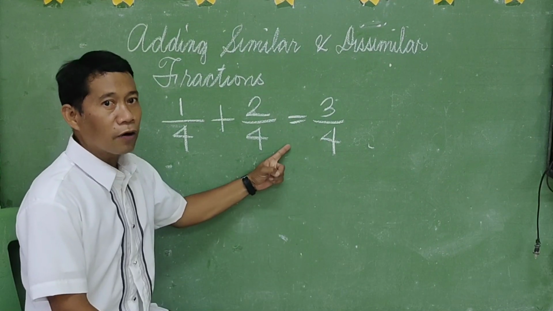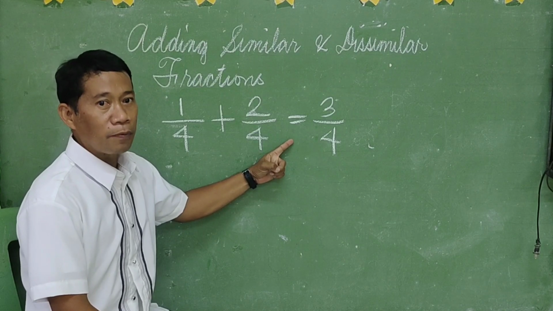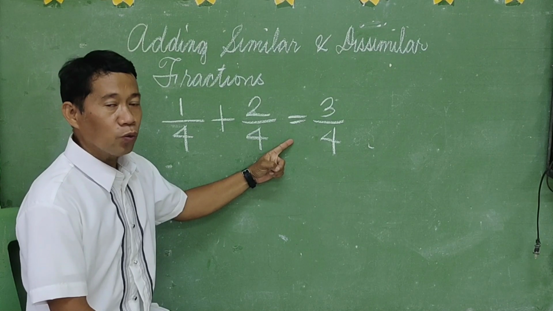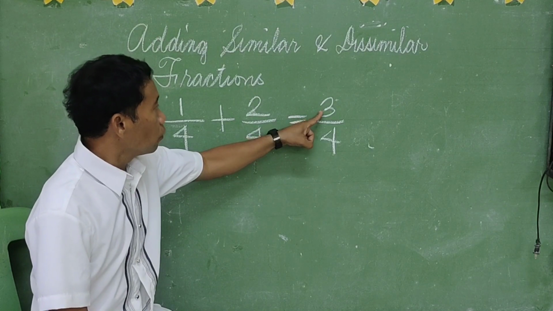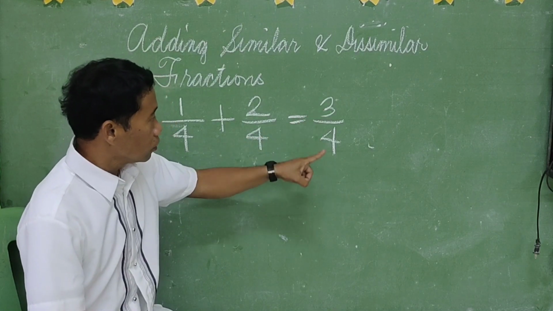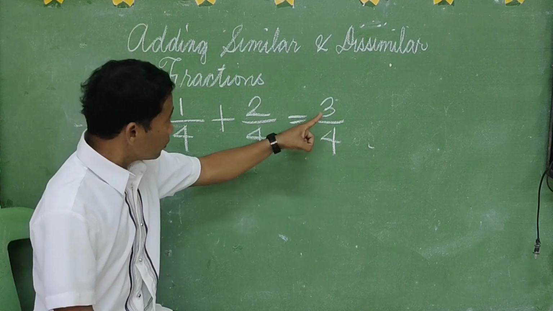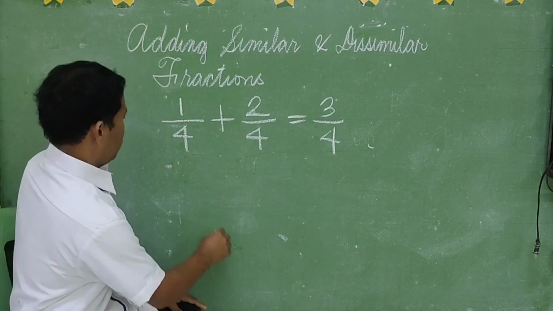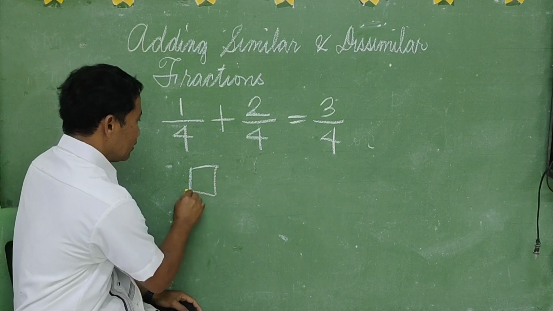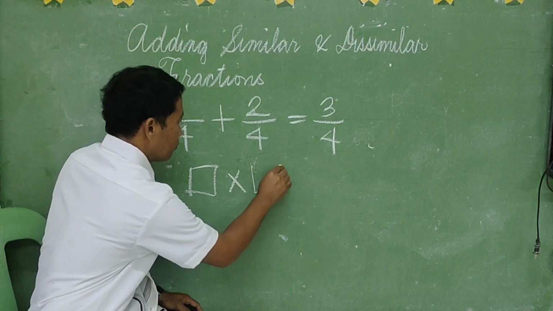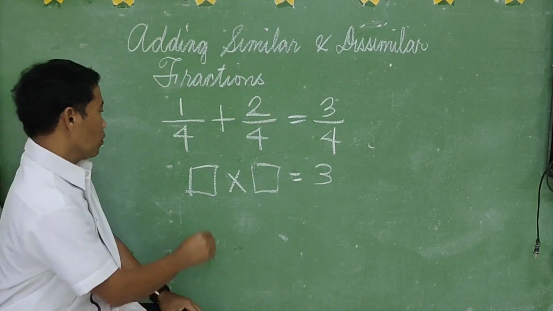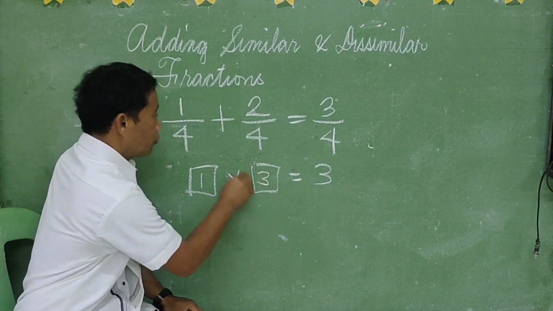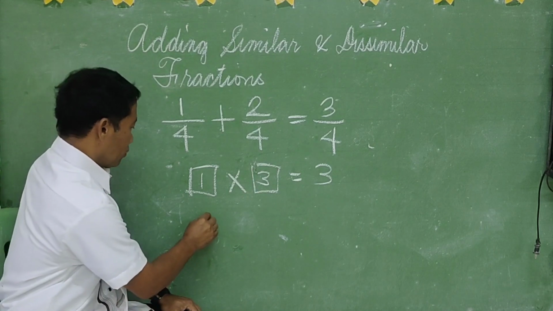We are going to check our answer if this one is in simplest form. How to check that one? We are going to find the factors of 3 and the factors of 4. So what are the factors of 3? Blank times blank equals 3. So what are the factors of 3? 1 times 3. How about 4?